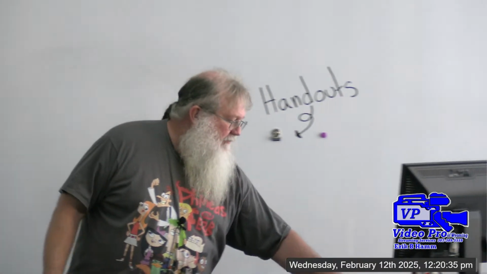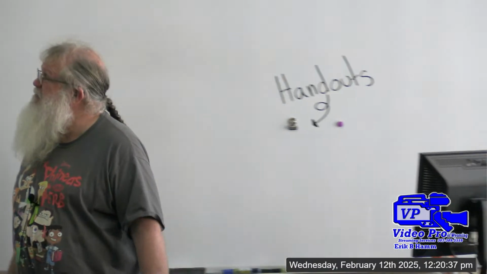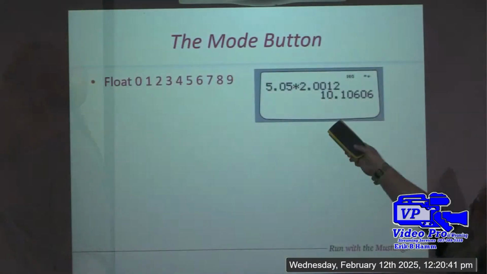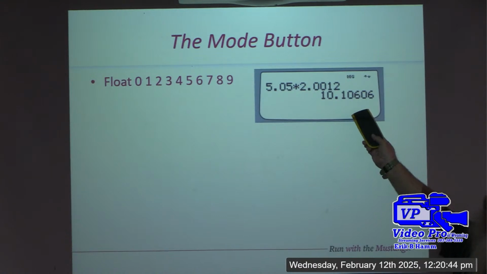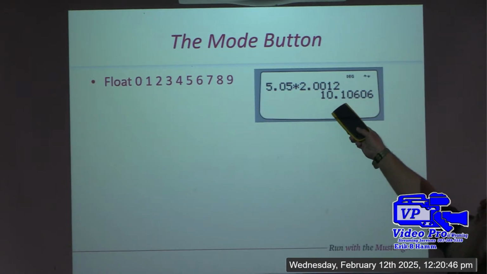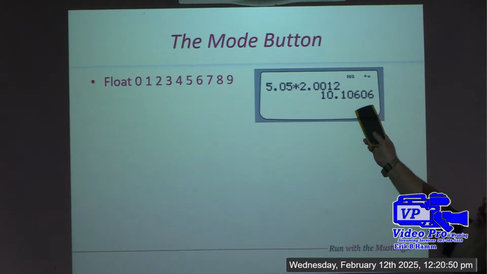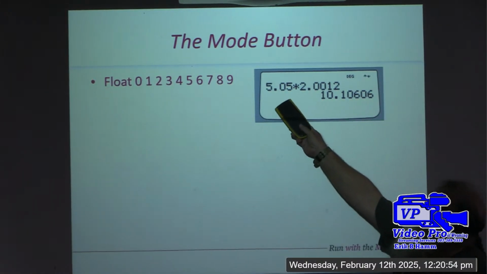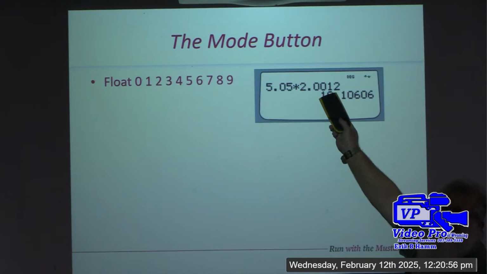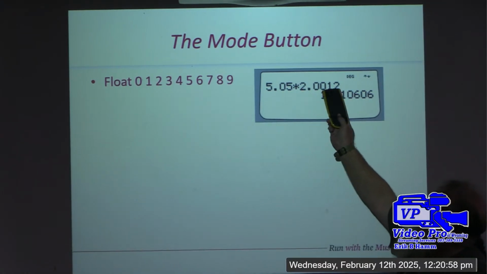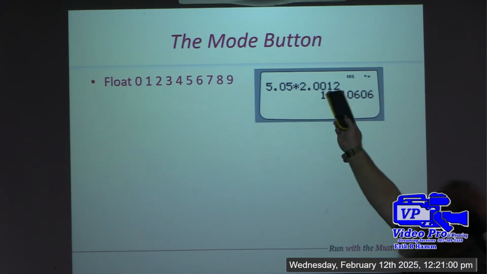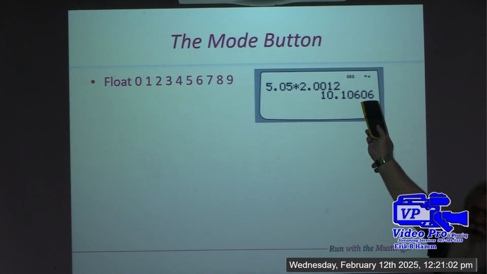So first I did a calculation. I did 5.05 times 2.0012, and I came up with this 10 point blah, blah, blah. And notice it has 1, 2, 3, 4, 5 place values. And that's in float mode. And why did we get 5 place values? Because we got 2 times 4, and that would give us 6 place values, but 2 times 5, and the last digit is a 0, so it didn't put the 0 out there.